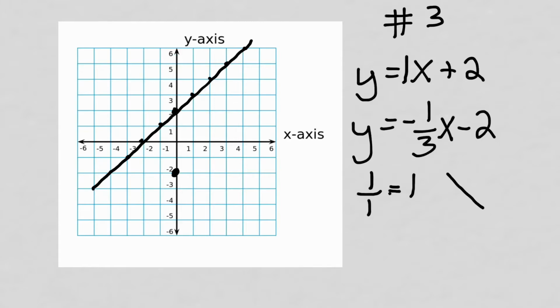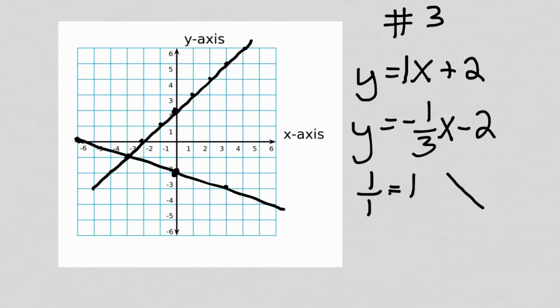Negative direction, it's going to be a rise of 1, a run of 3. So from this point, I'm going to go up 1 over 3. Up 1 over 3. All right? And I can go in this direction if I want. So now I connect the points.